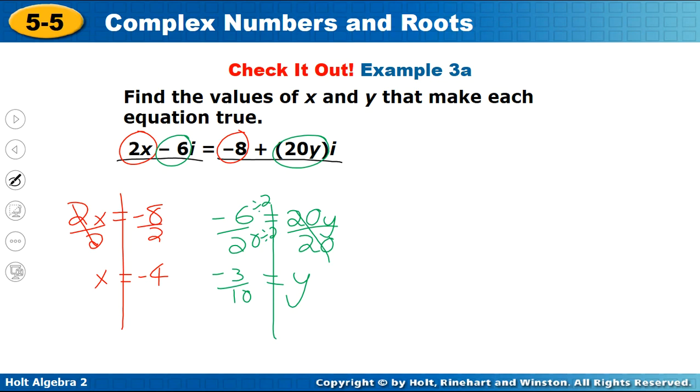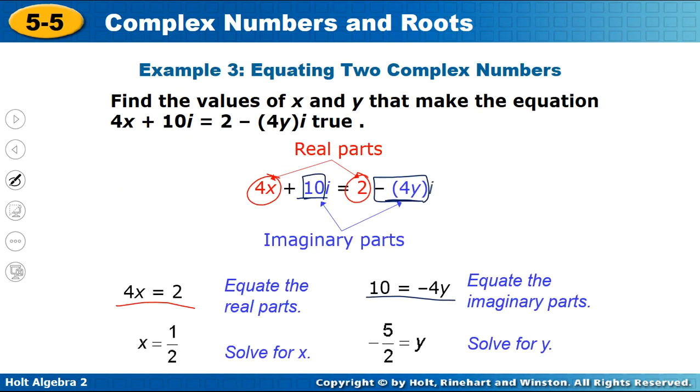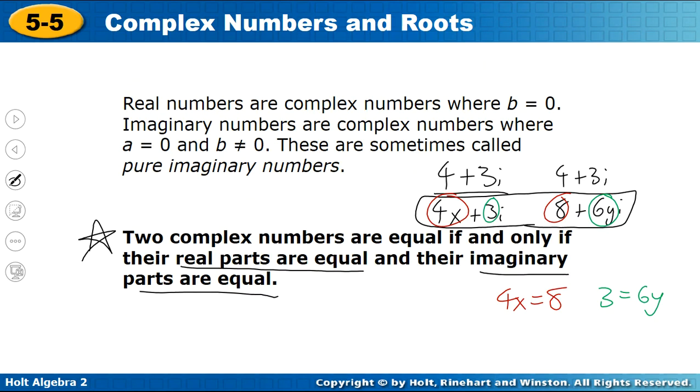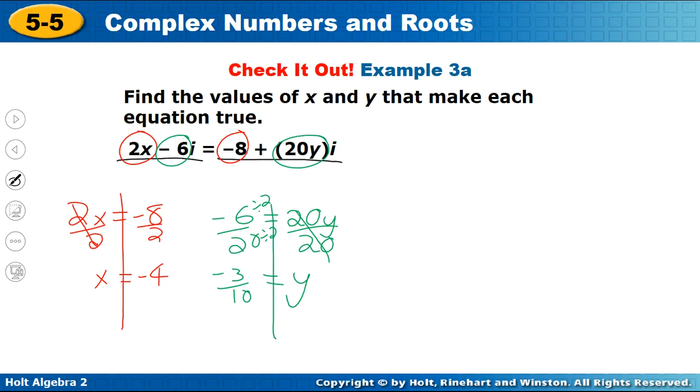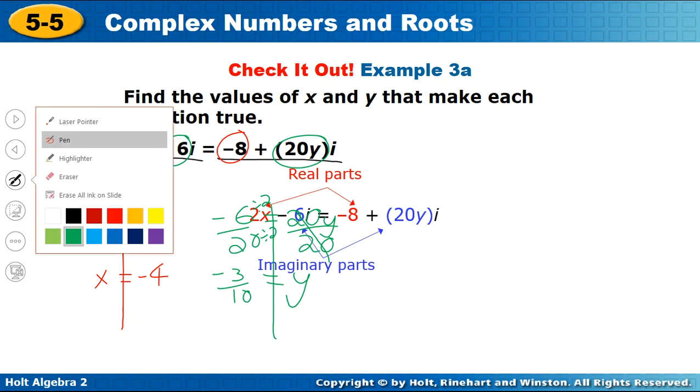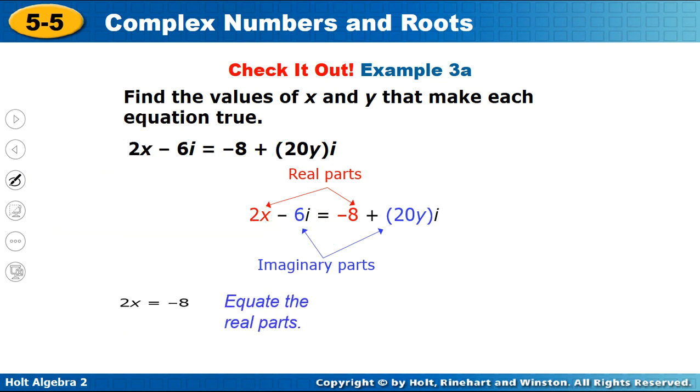It's really weird looking and really random looking, but remember the one thing we pointed out earlier with this star: two complex numbers are equal if and only if their real parts are equal and their imaginary parts are equal. So all we're really doing is setting the real parts equal to each other and the imaginary parts equal to each other and solving for their x's and y's respectively. So let me clear my screen off and you can see that they've done it the same.